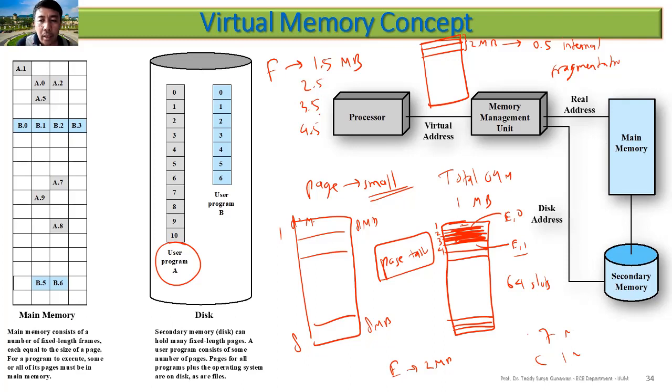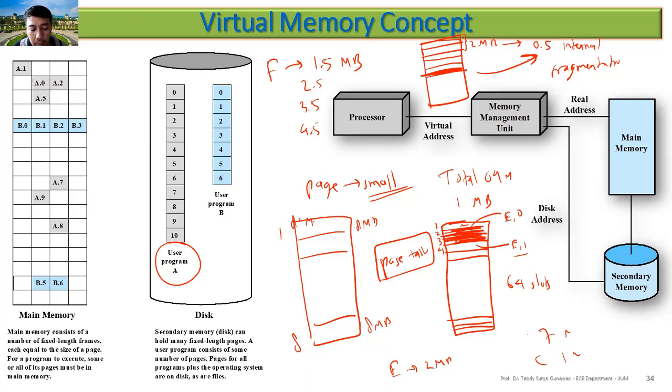For example, if you have 4.5, you need 5 pages, 1, 2, 3, 4, 5. So only the last page has the internal fragmentation of 0.5. So you can see the benefit of paging, and this is supported by the hardware.